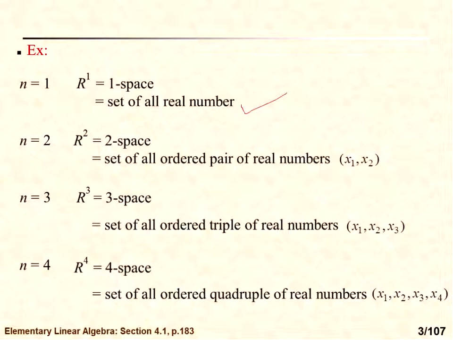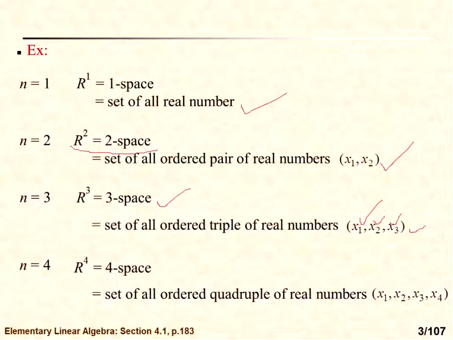And in second dimension, or we say in R2 or second space, we say the set of all ordered pairs of real numbers x1, x2, with numbers from minus infinity to plus infinity. And if we are talking about three-dimension space, n is equal to 3, or we say R cube, the set of all ordered triples of real numbers x1, x2, x3. So x1 is the x coordinate, then the y coordinate, and this is the z coordinate.